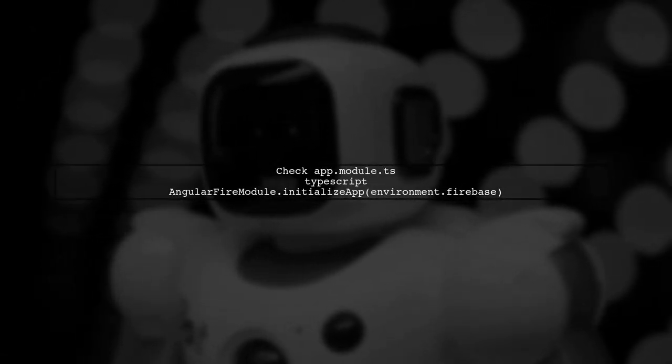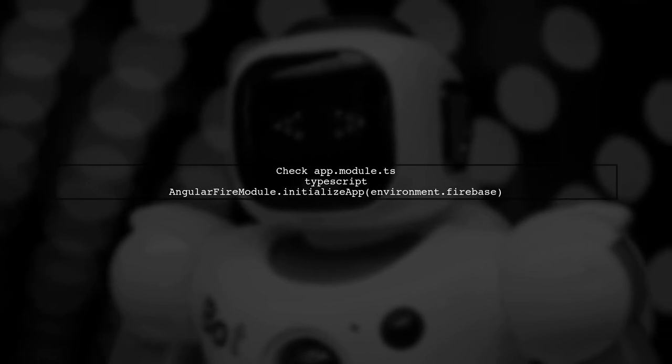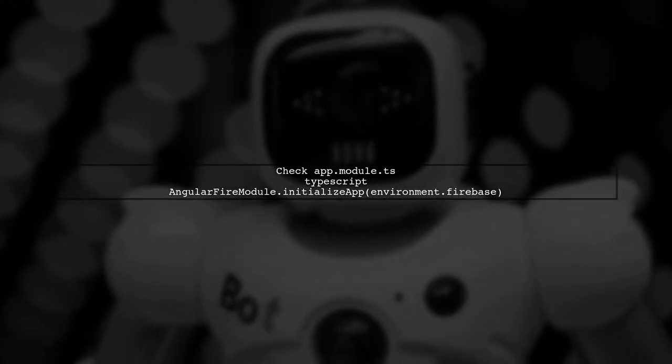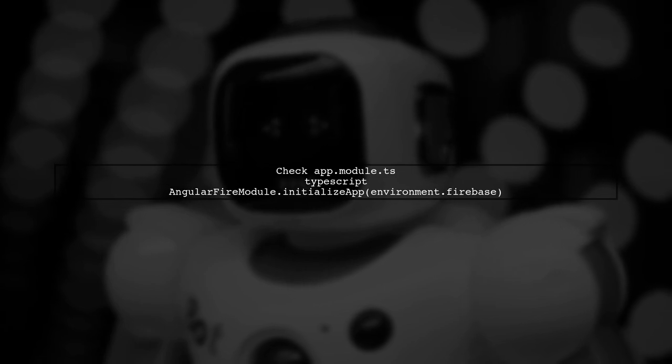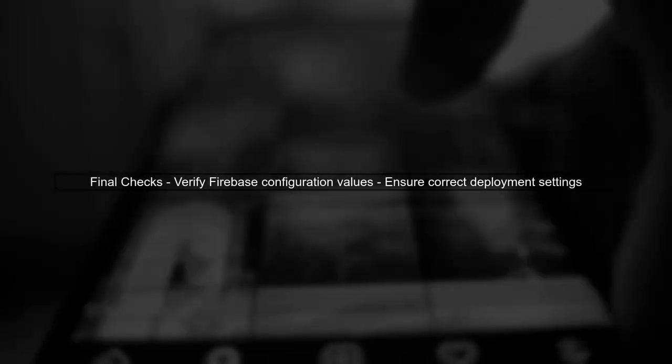Now that you've updated the production environment file, let's ensure that your app.module.ts file is correctly referencing this configuration. After making these changes, try running the build command again. This should resolve the error and allow you to deploy your Angular app successfully. If you still encounter issues, double-check your Firebase configuration values and ensure they are correct. This will help ensure a smooth deployment.